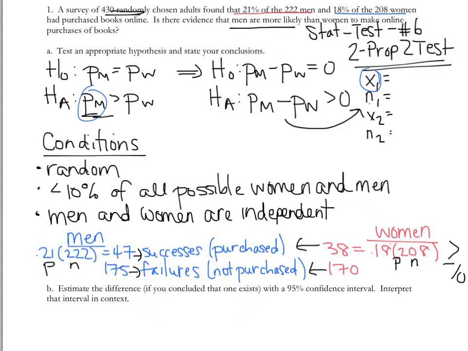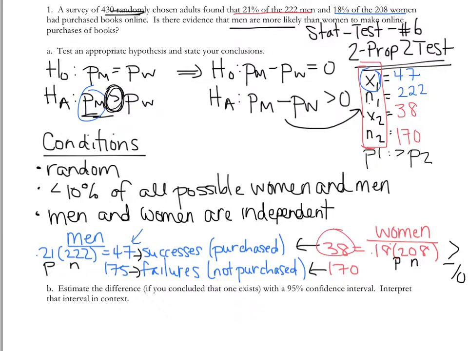So go back to your conditions. We had 47 successes out of the 222 men. For females, we had 38 successes out of 170. Remember that you can only enter integers into these 4. The next part asks you to pick a symbol. In our hypothesis test, we picked the greater than, so we are going to select P1 greater than P2, the last function, and then hit calculate.